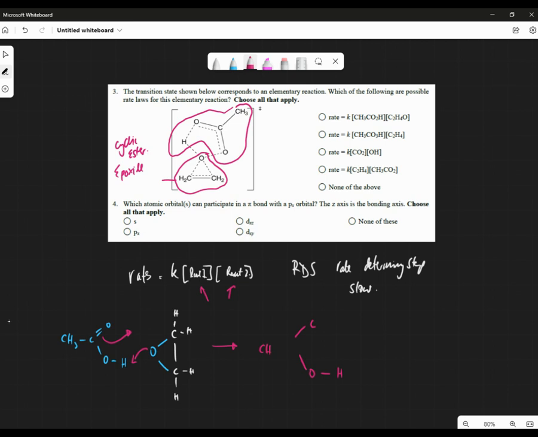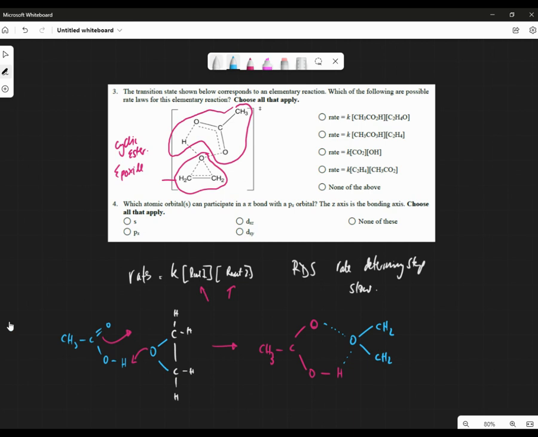This becomes CH3, C, and this is an O. That was my original ethanoic acid. But now there's a bond there to the oxygen, there's a bond there to the hydrogen, and everything else is like that. It looks like that anyway to me.